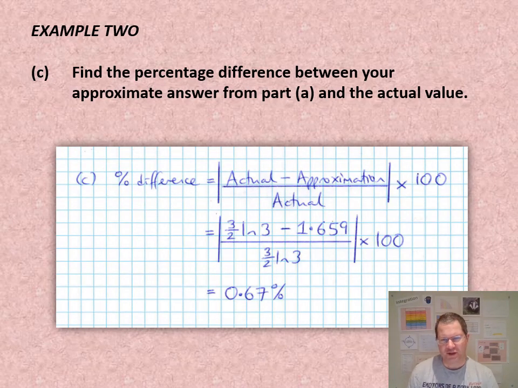And then to find the percentage difference, we want to find the difference between the actual value and the approximation and compare that with the actual value by dividing by it and then timesing by 100. It doesn't matter which one is bigger, the actual or the approximation, because we're going to find the magnitude. So substituting numbers into the formula, we get 0.67%.